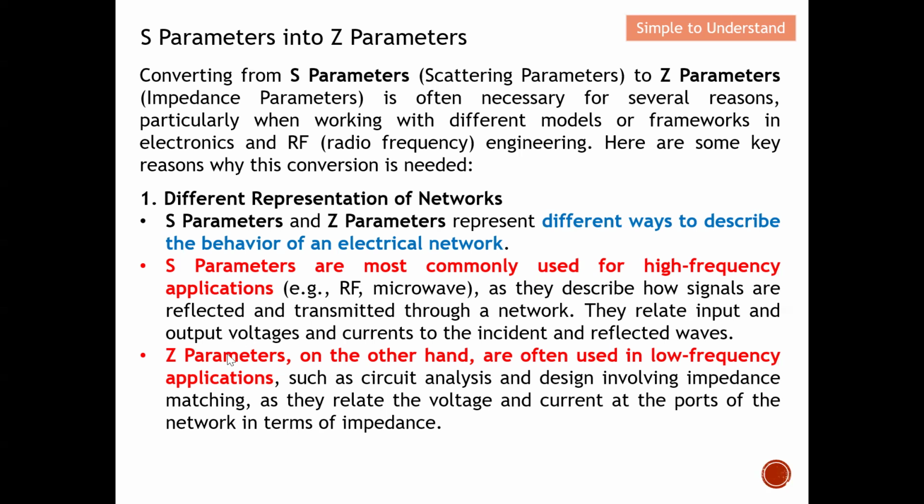As for Z parameters, they are often used at low frequency. So S is for high frequency, Z for low frequency. They are used in simple forms of circuit analysis which don't involve high frequency, and also in designs that involve impedance matching, as they relate the voltage and current at the ports of the network in terms of impedance. From here you can see that S relates the circuit in terms of the incident and reflected waves, while Z mainly describes a circuit using impedance.